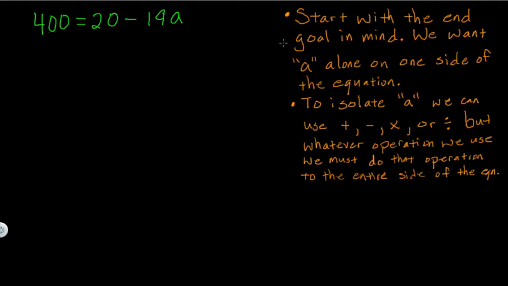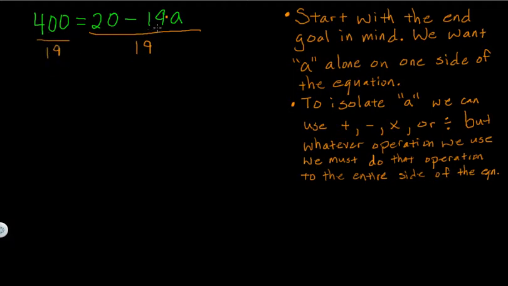So for example, let's say you notice here that we have 19A and you know that that is 19 times A. And you say, I'm going to use division to get rid of this 19 times A. Well, if you're going to use division in this step, you have to divide the entire right side by 19. Okay, and then using reciprocity, you would also have to divide the entire left side by 19.